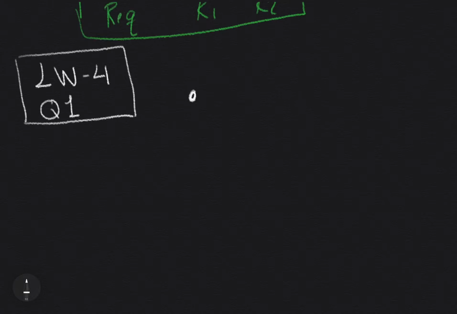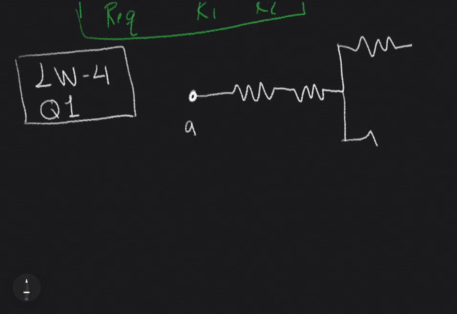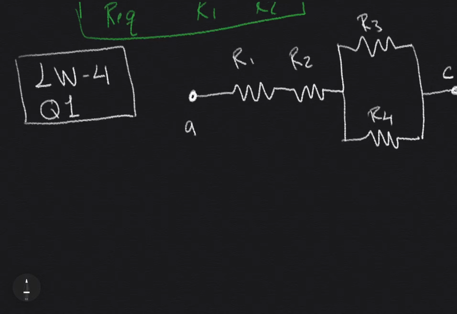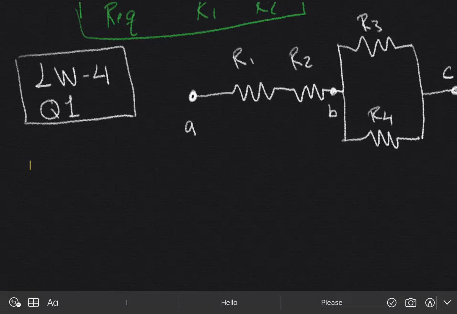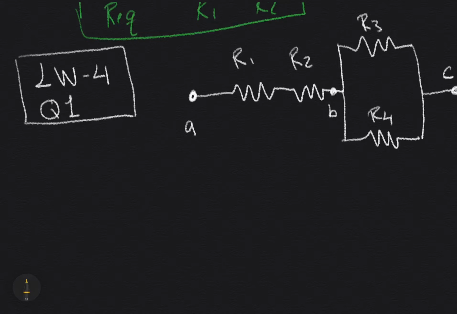So I have location A that goes through a first resistor, a second resistor, and then it splits in parallel: resistor 3 and resistor 4, and then location C somewhere over here. I'm going to label R1, R2, R3, and R4, and somewhere here location B, so I can add resistor 1 and resistor 2 first. R1 is 8 ohms, R2 is 4 ohms, R3 is 6 ohms, and if I'm not mistaken, R4 was 3.0 ohms.